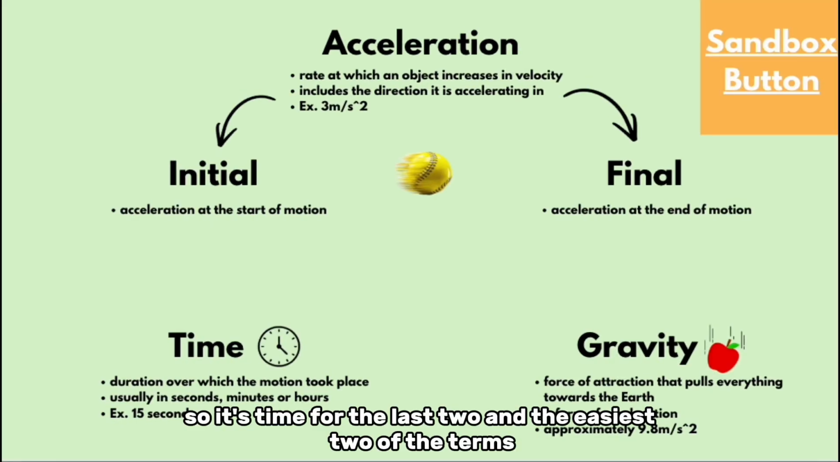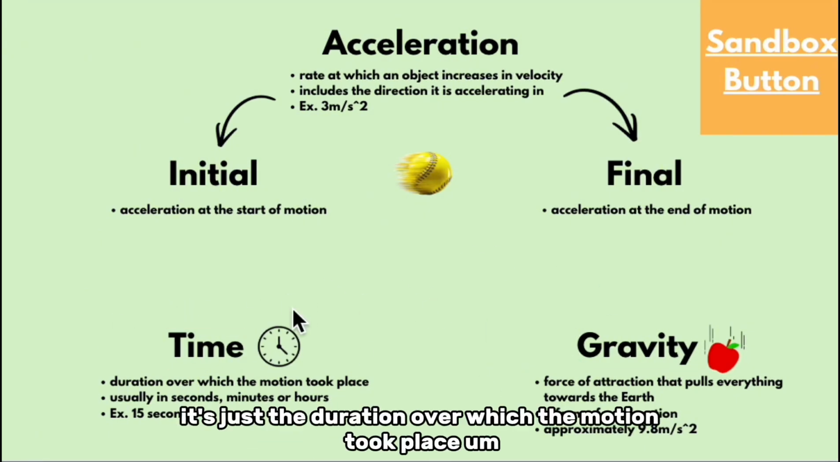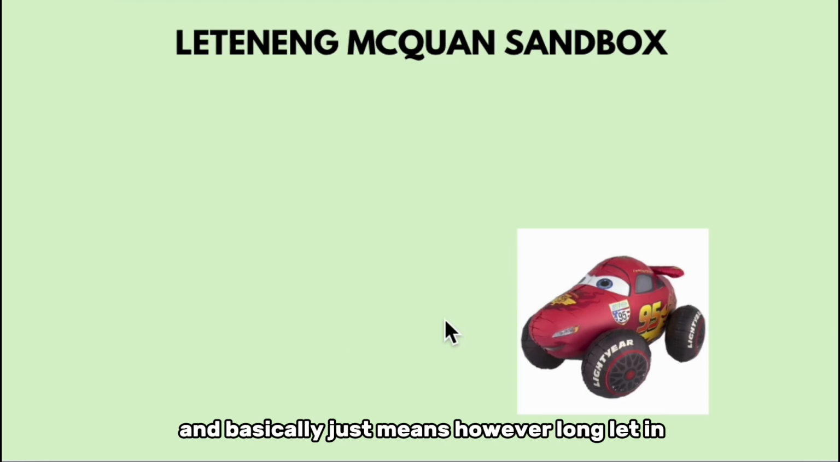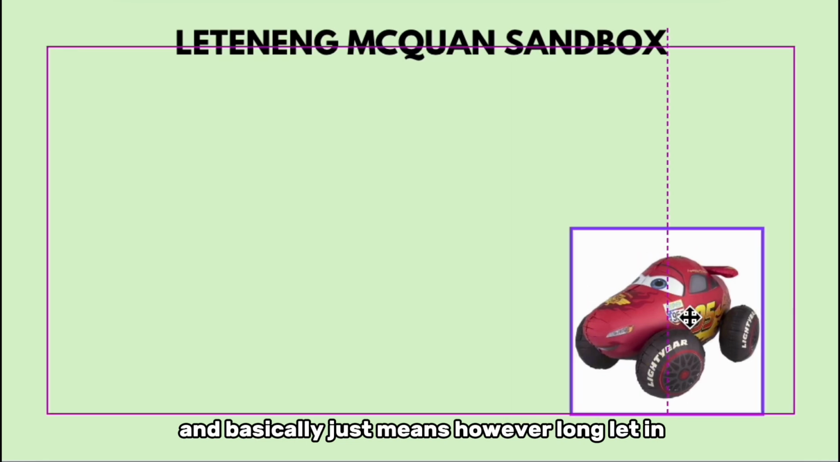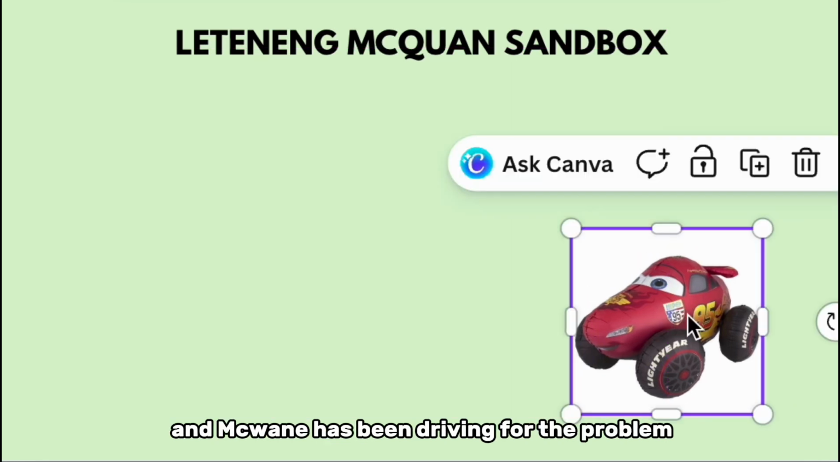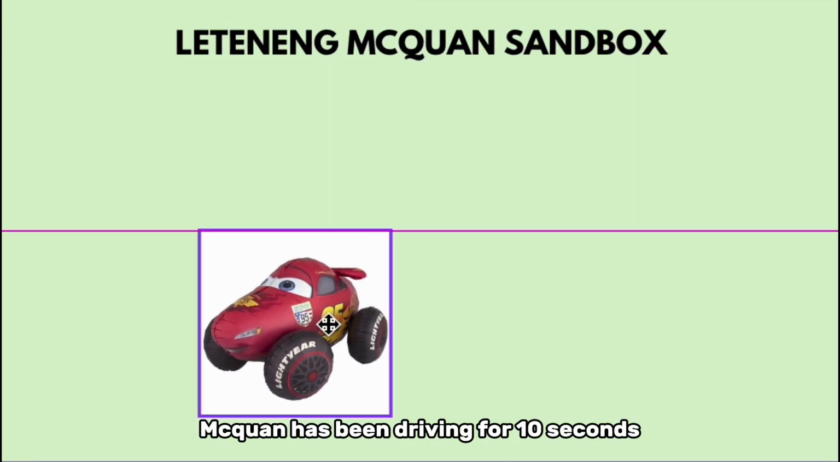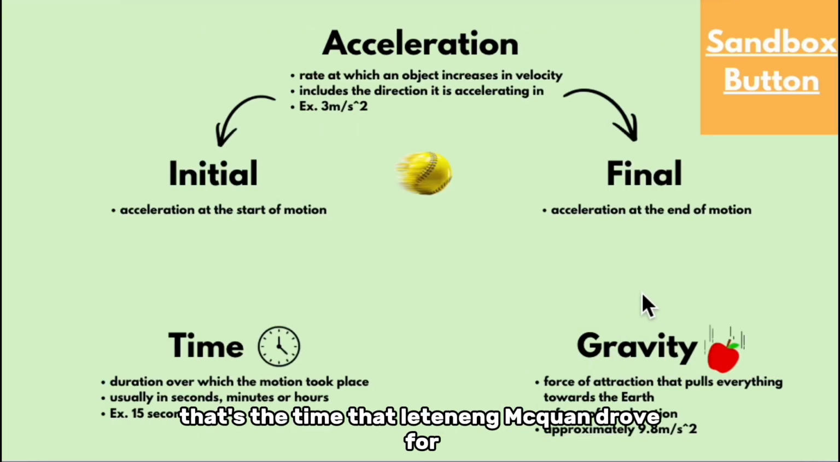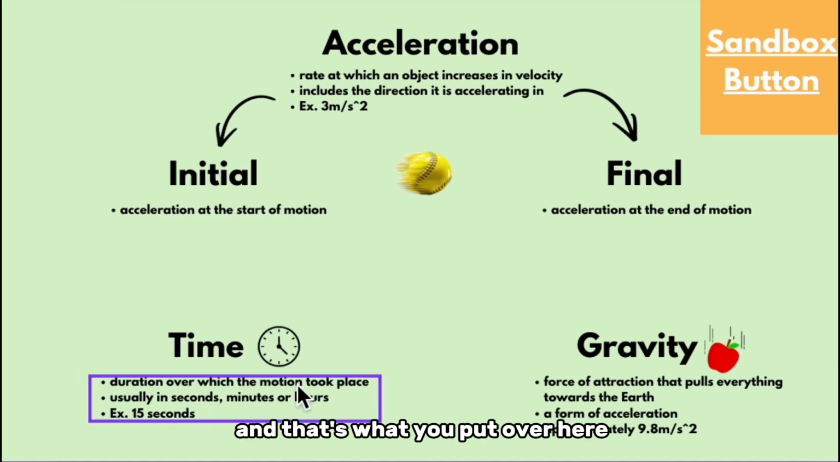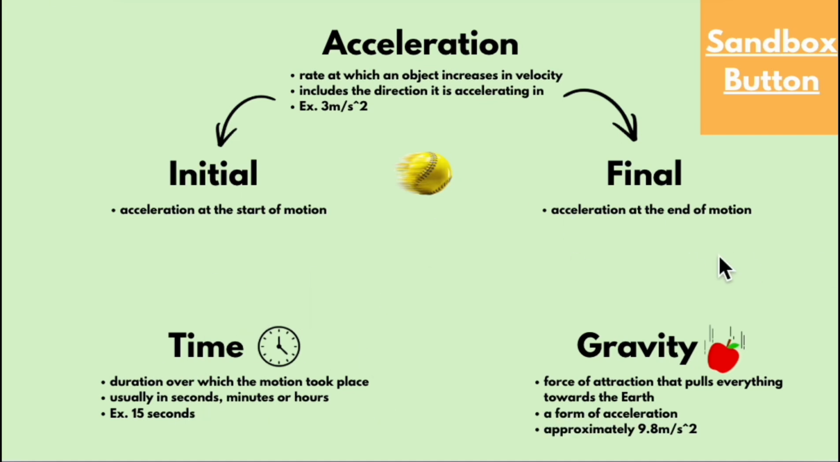So it's time for the last two and the easiest two of the terms. First, we have time. It's just the duration over which the motion took place. And basically it just means however long Leteneng Mcquan has been driving for the problem. Let's say the problem says Leteneng Mcquan has been driving for 10 seconds. That's the time. That's the time that Leteneng Mcquan drove for. And that's what you put over here.